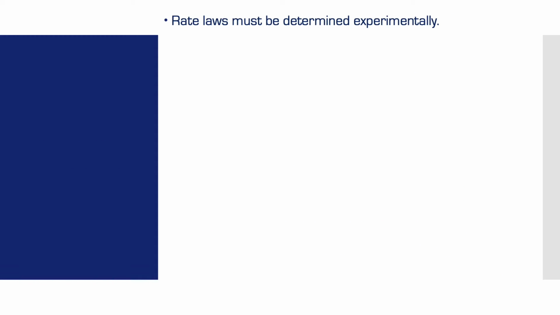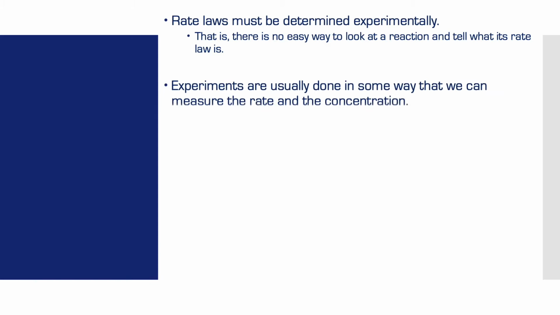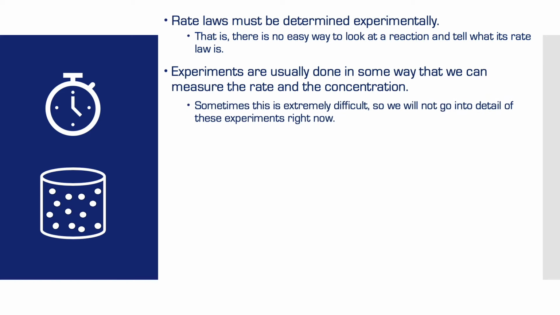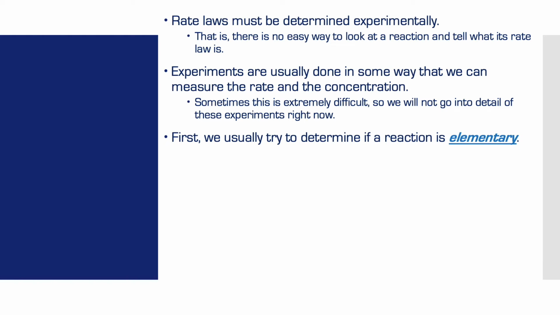Rate laws must be determined experimentally. That is, there's no easy way to look at a reaction and tell what its rate law is. Experiments are usually done in some way that we can measure the rate and the concentration. Sometimes this is extremely difficult, so we will not go into detail of these experiments right now. First, we usually try to determine if a reaction is elementary.